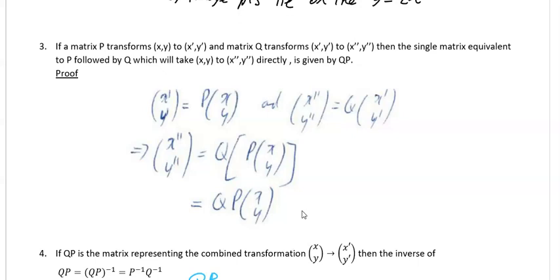So when you see this, like if I had written down A, B, C times (x, y), what you need to understand here is this means I'm doing C first, then B, and then A. So whatever's touching the thing is what you're doing first. So likewise here, QP really means you're doing P first, then followed by Q. So that's very important that we understand that, otherwise we will not be able to understand the inverse.